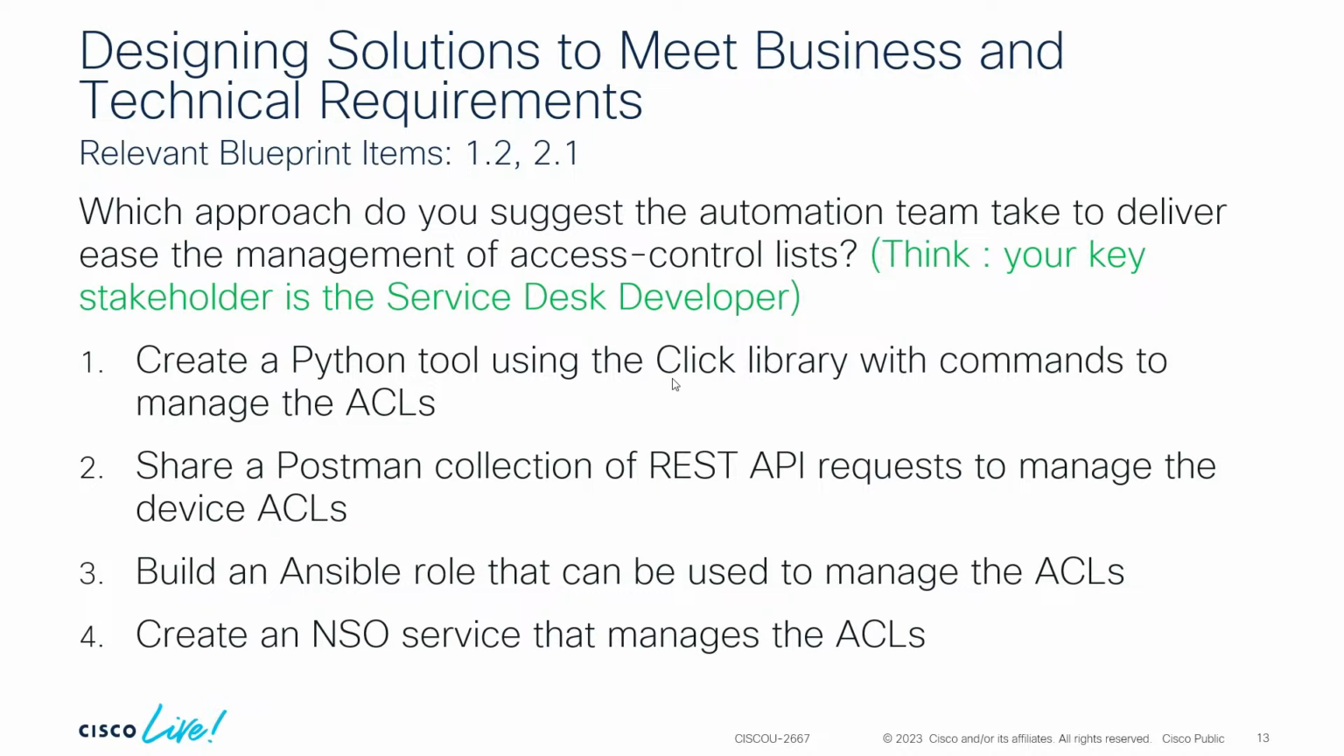The second one, share a Postman collection of REST API requests to manage the device ACLs. Yeah, maybe, but the thing is, with REST API, all of these old devices could have different APIs to work with, so it could be cumbersome. So also this one, maybe not the best option. Build an Ansible role. We're all Ansible lovers, I think. Also an option that can be used, but let's say you have an issue with your Ansible playbook. It's doing the changes, and all of a sudden it stops because there's an issue. There are issues with rollback, so for service desk developers, maybe also not the best.